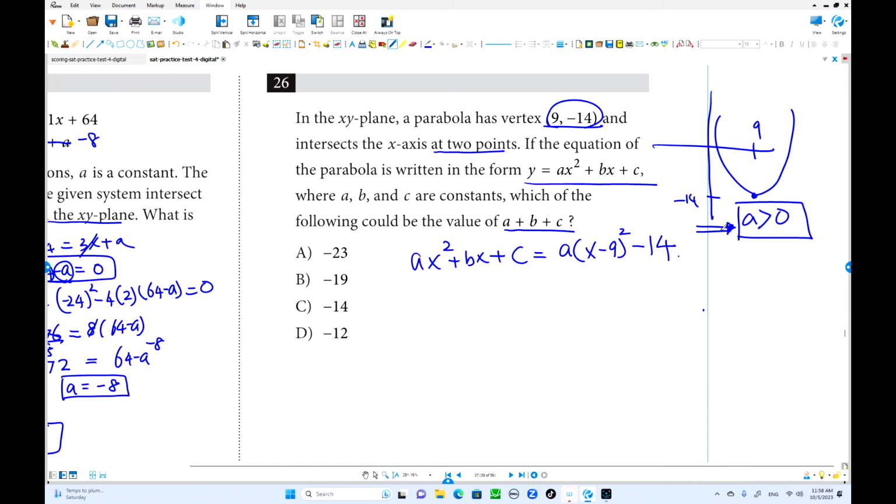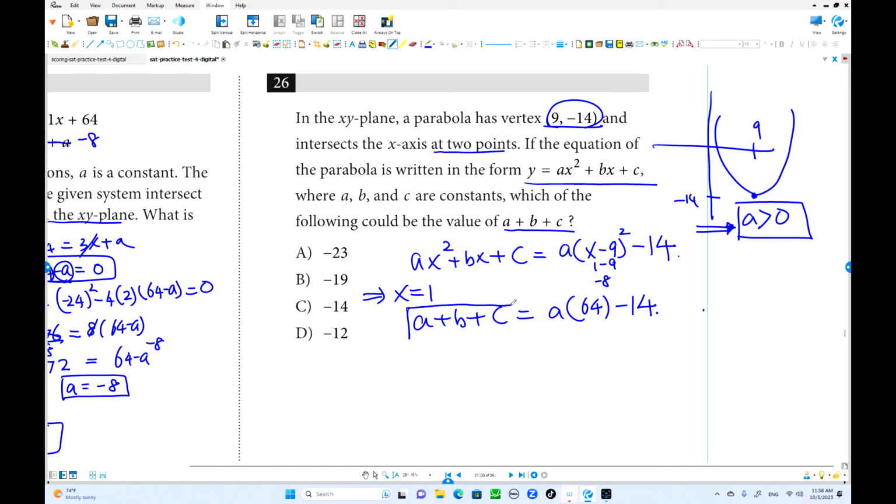Okay. So what is a plus b plus c? The easiest way you can write it is x equals 1 there. Put x equals 1, what do you get? a plus b plus c equals 8 times minus x, this is 1 minus 8, 9, what? Negative 8 squared is what? 64, right? And minus 14, isn't it?